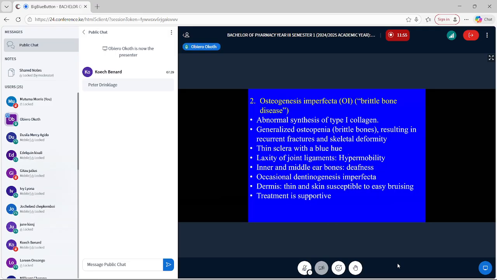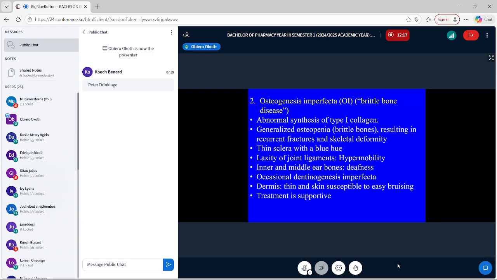There's normally very little bone formation. There's very little bone matrix. Generalized osteopenia with brittle bones resulting in recurrent fractures and skeletal deformity. You also see type 1 collagen in the sclera, so the sclera is normally thin and blue. You also see it in the joints, so there's laxity of joint ligaments and hypermobility of the joints.